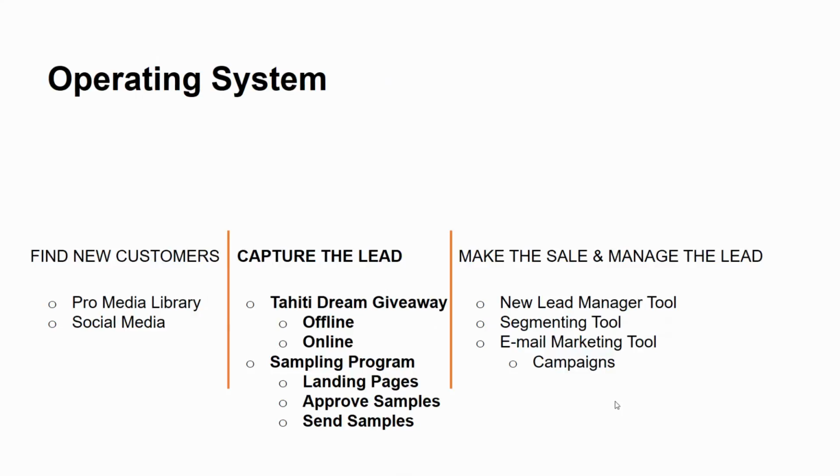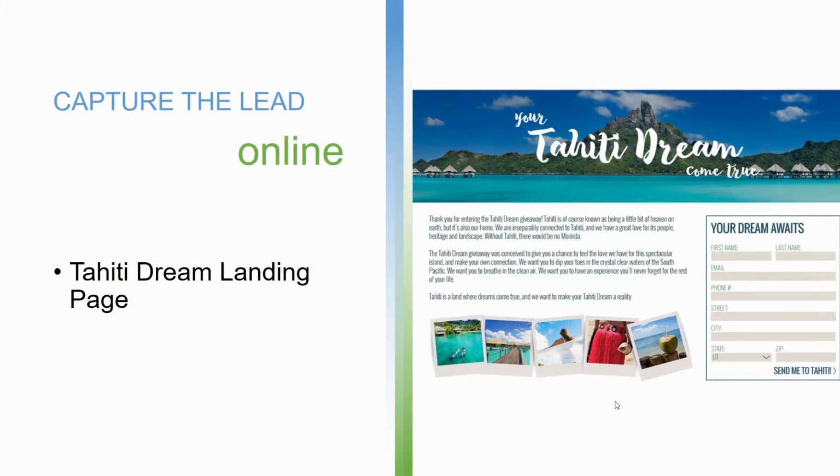So with the Tahiti Dream giveaway, the online version, which should be coming soon, is a landing page that looks like this. Essentially, you'll have a customized landing page with your ID number that you can direct people to from either your social media accounts, or you can just give them the web address and they can go. And then they have to give you their information here before they can be entered to win that trip to Tahiti. So this captures their information, and then it's automatically put into your lead manager tool in your back office, which I'll show you in a minute.